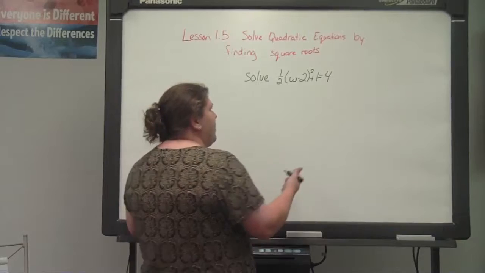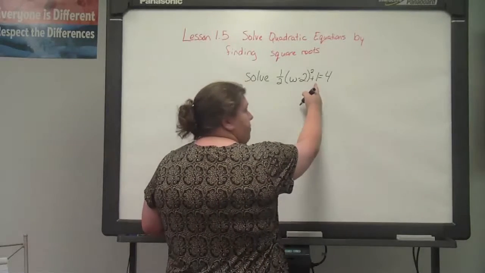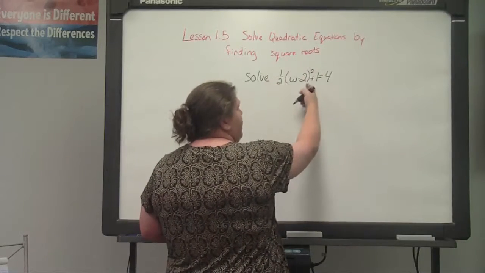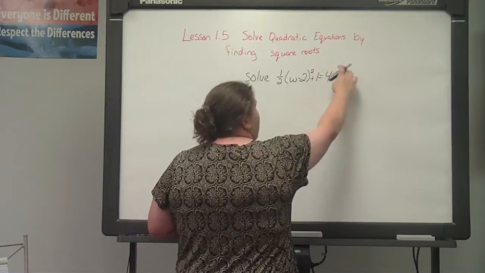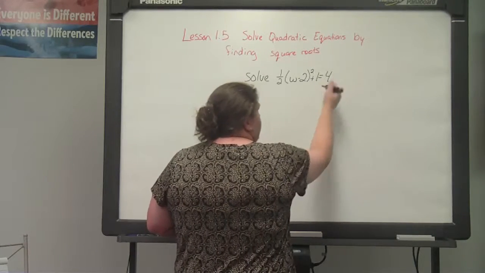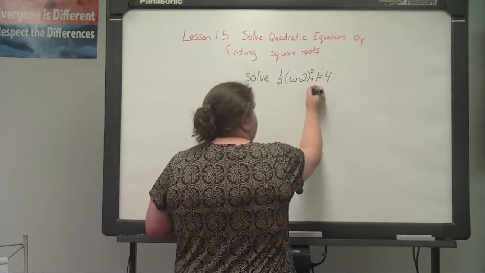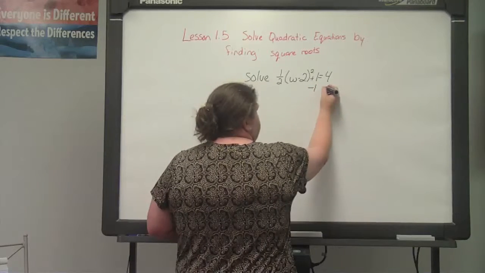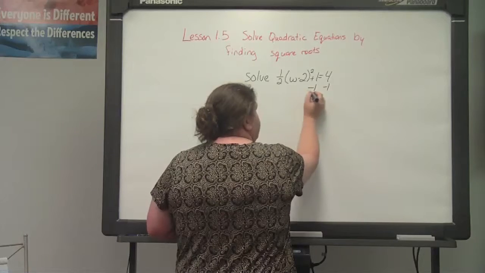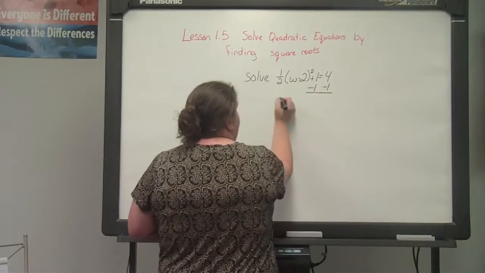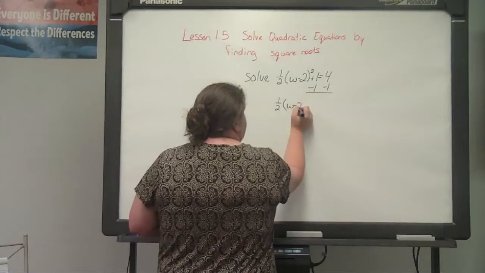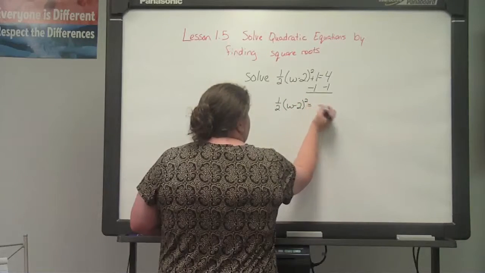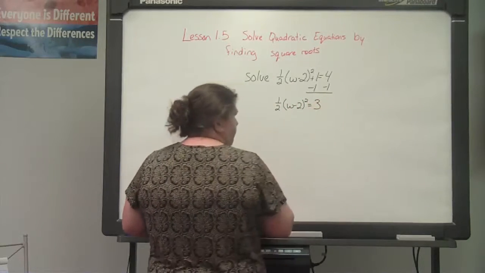The first thing I want to do is move my 1, because it's not attached to my w at all. Remember, to move it to the other side of the equal sign, you have to do the opposite operation, which is minus 1. You do it to both sides. And so now I have 1/2 times (w minus 2) squared equals 3.